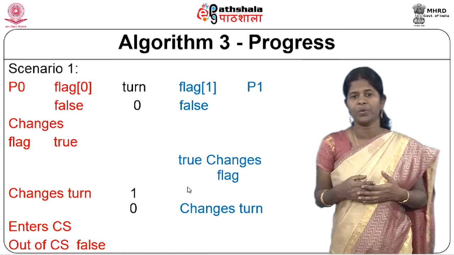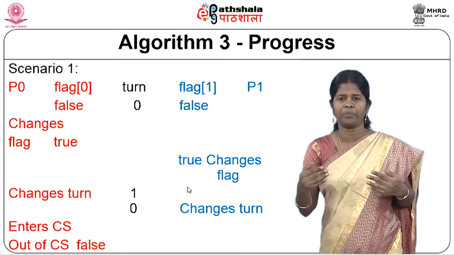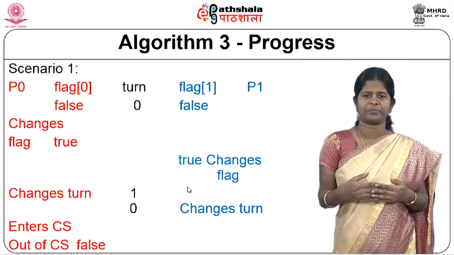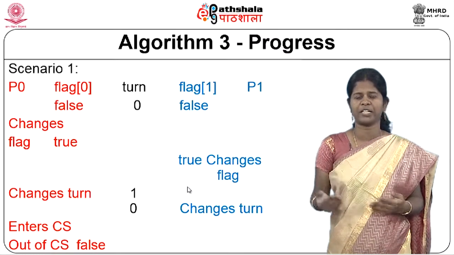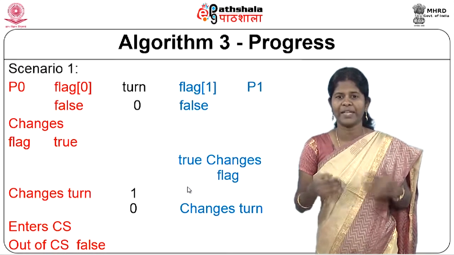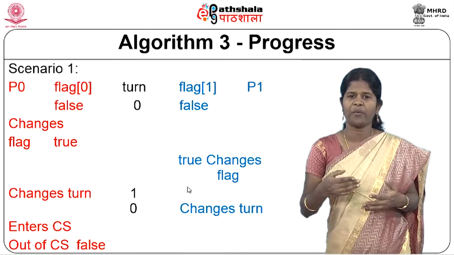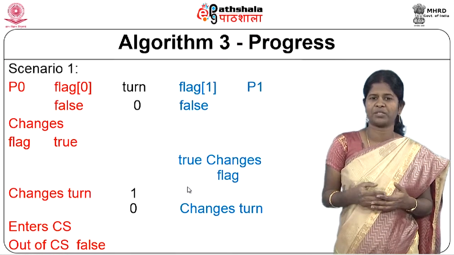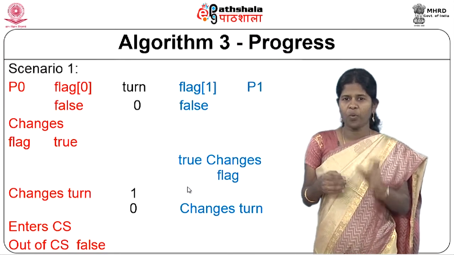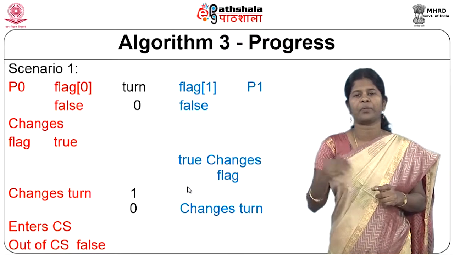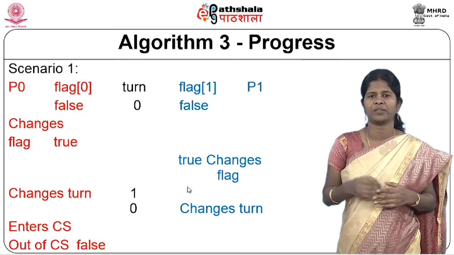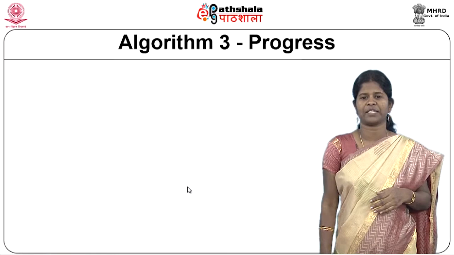In algorithm 2, we saw that when both the processes P0 and P1 set the value of flag to true, they go into an indefinite waiting. Both of them are not able to enter critical section in algorithm 2. But now here, even though P0 and P1 set the value of flag to be true, depending on the value of turn, they are able to enter critical section. So, turn can either be 0 or 1, it cannot have two values, and depending on what value turn has, the corresponding process enters critical section. So, progress is satisfied, no process waits indefinitely to enter critical section.